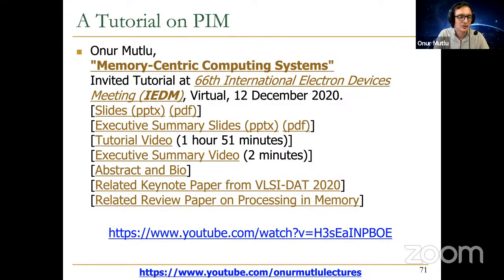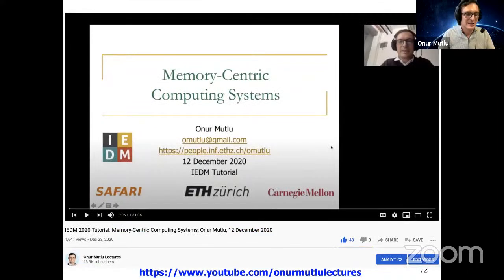So a lot of low-level innovation at the bottom started appearing in this conference. They're also interested in memory-centric computing systems, and they're also extremely interested in bridging the gap between the algorithms and the devices. And yeah, that's the link to the video if you're interested.